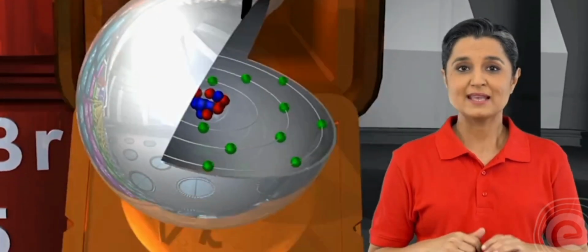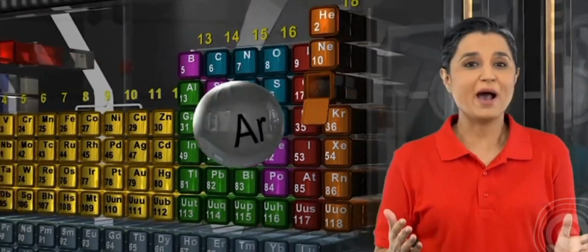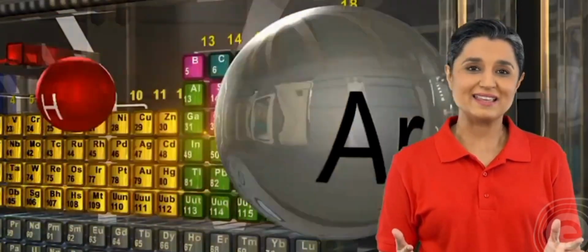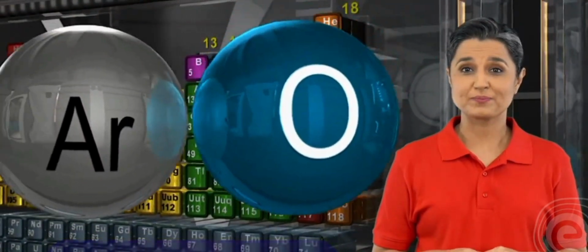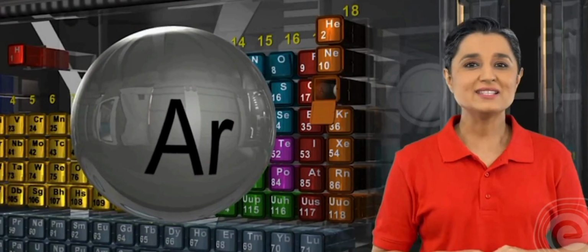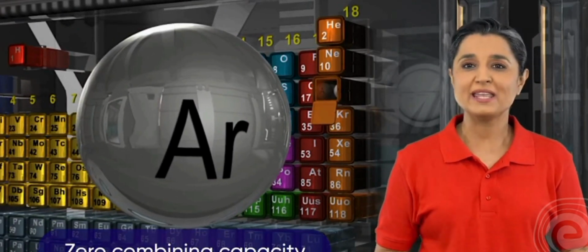The elements with completely filled outermost orbits containing 8 electrons are said to possess an octet configuration. Such elements do not combine with other elements easily and hence show very little reactivity. Therefore, they are said to have zero combining capacity.